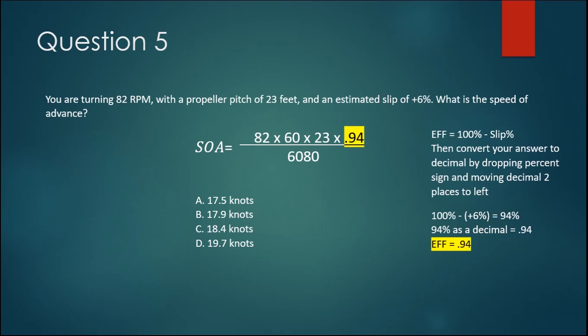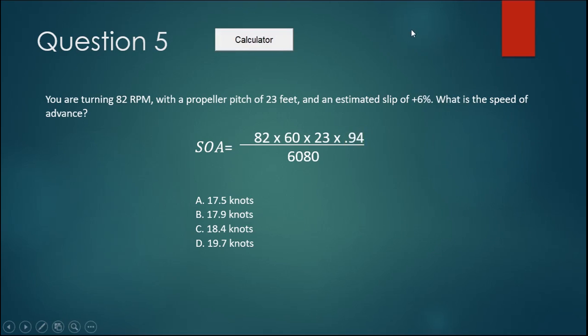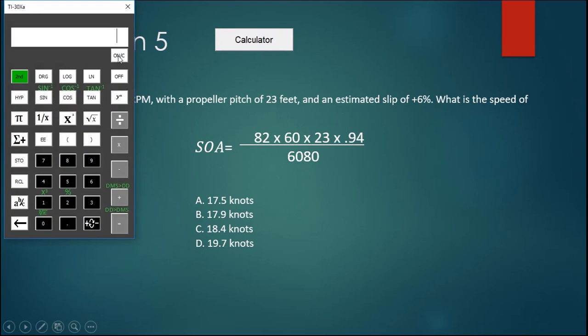And from here, we just use our calculator and calculate it out. We come up with 17.49, so 17.5 looks like A will be our answer.